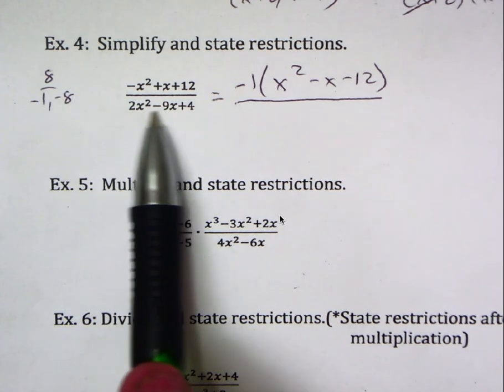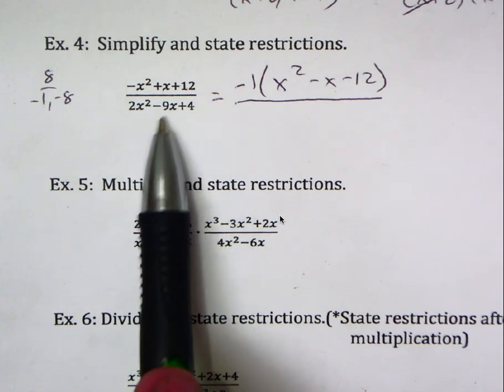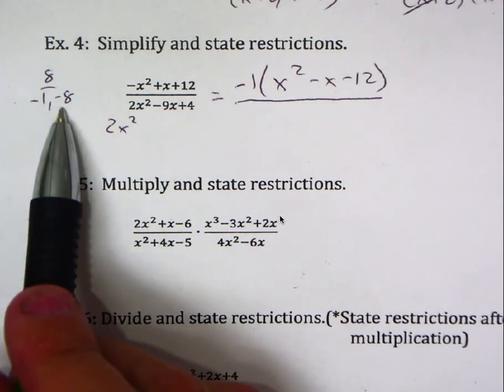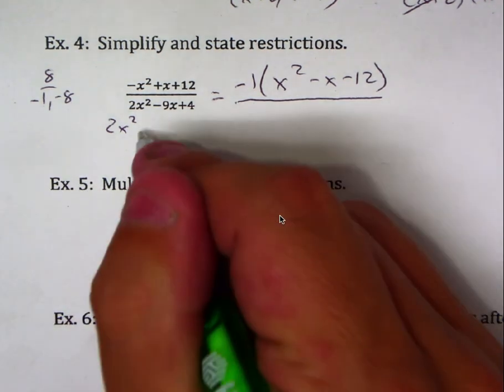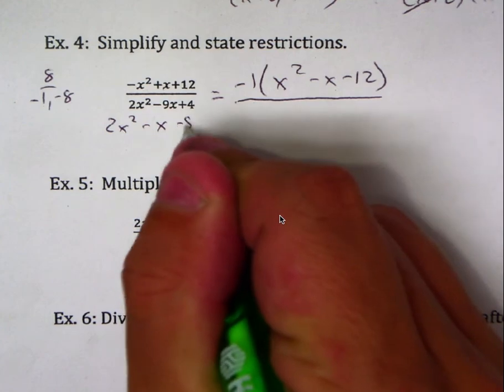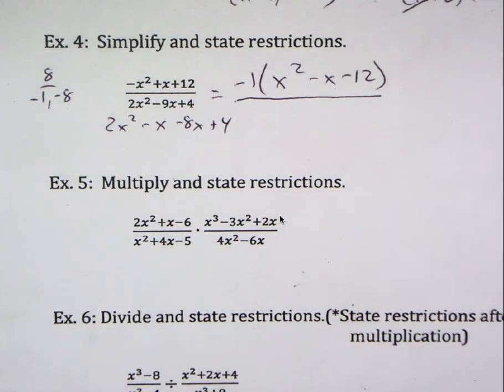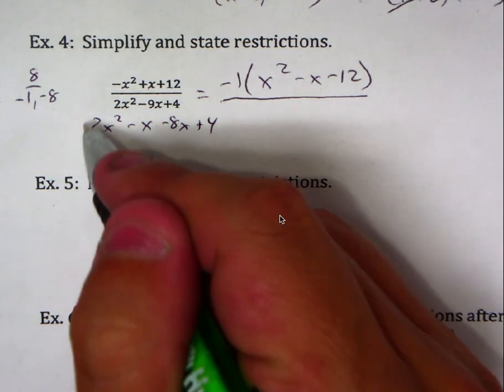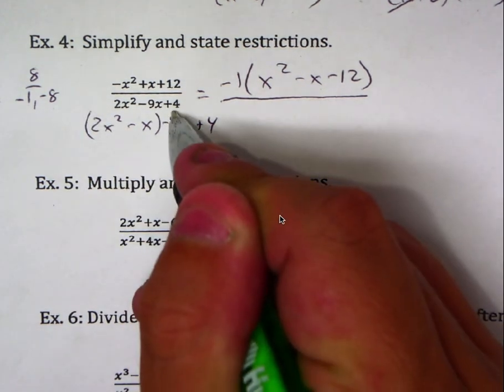I'm going to take the original expression and split up the middle term. So 2x squared, and I split it up into these two numbers I just found. So negative 1x, negative 8x, plus 4. Now that I have 4 terms, I'm going to factor by grouping. I'm going to group the first two, group the second two.